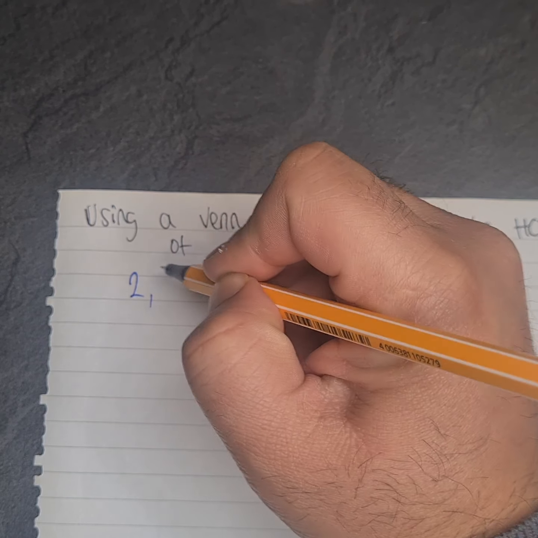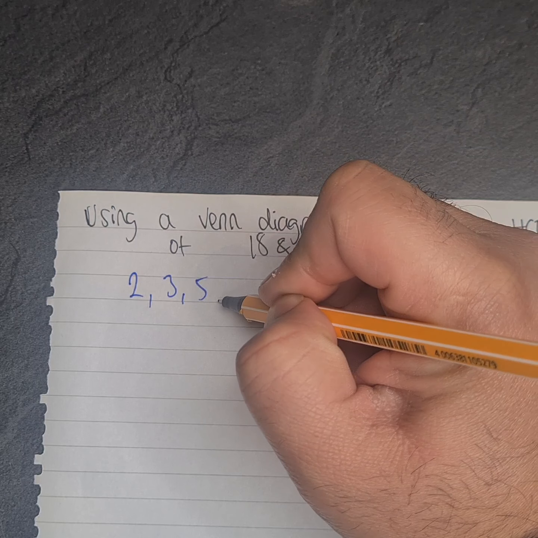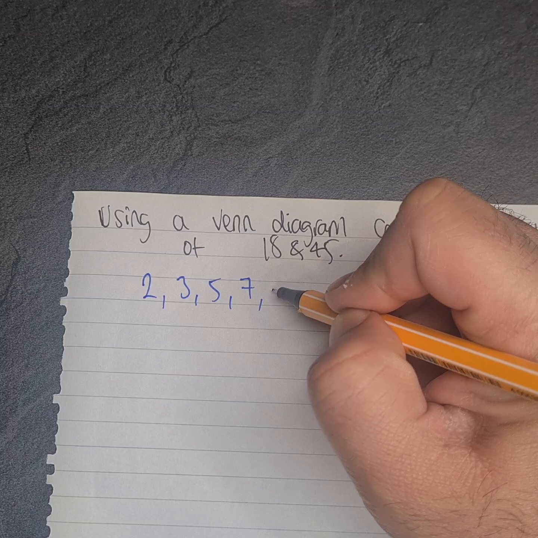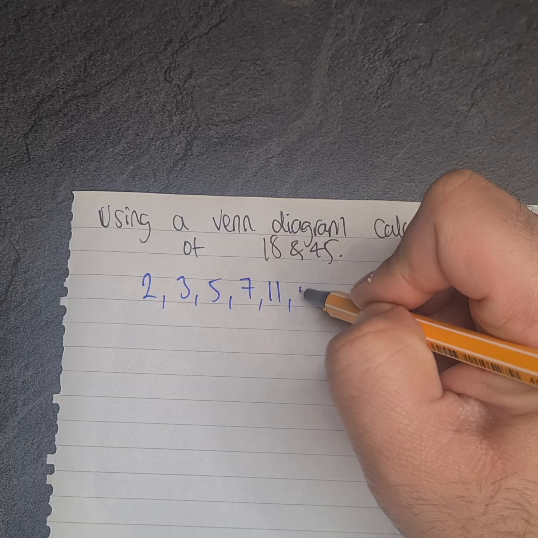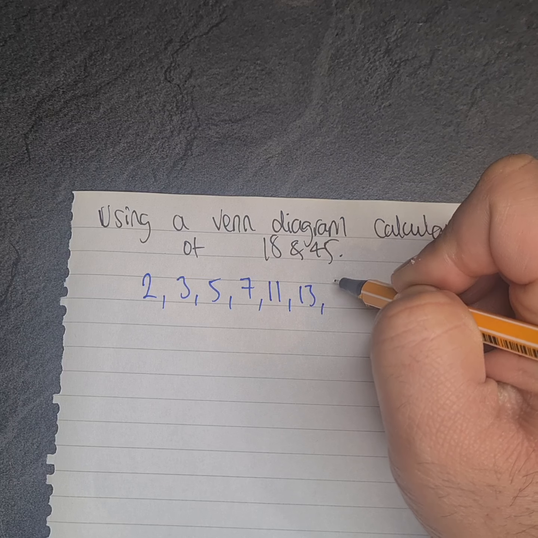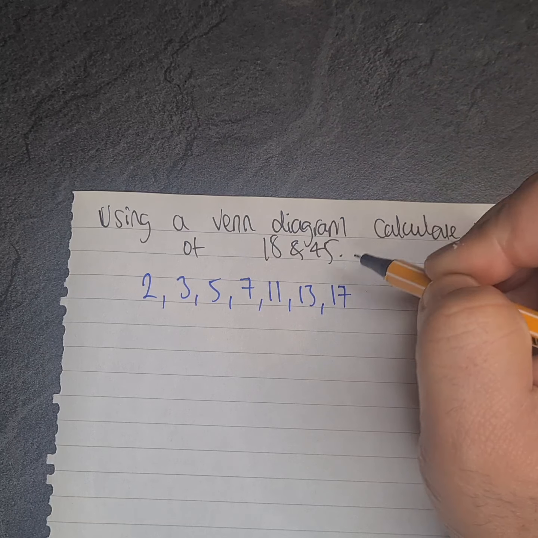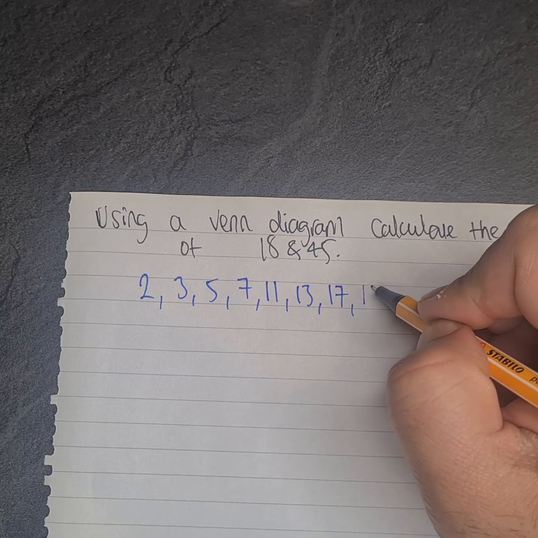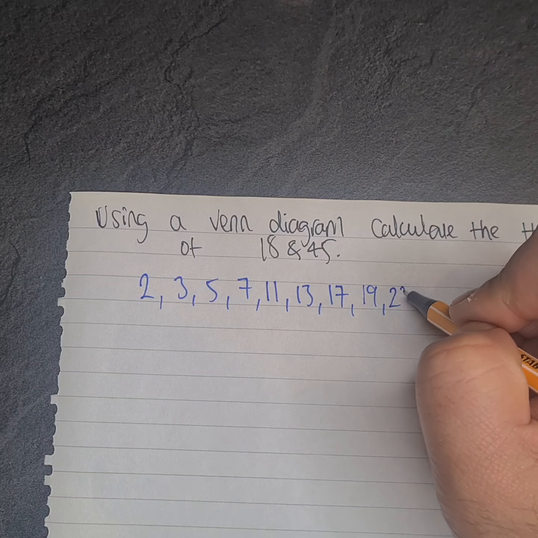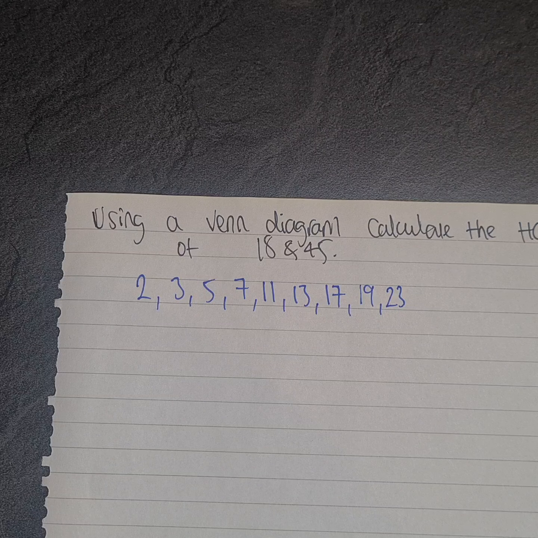So if I can write 2, 3, 5, 7, not 9 because that's a 3 times table. And you've got 13, not 15 because that's the 5 times table. You've got 17, you've got 19, not 21 because that's the 7 times table, and then 23. And I'm just going to stop there, okay?